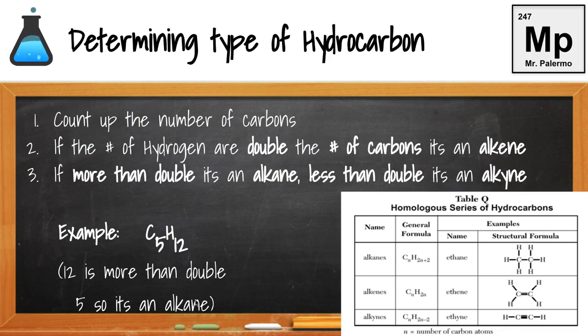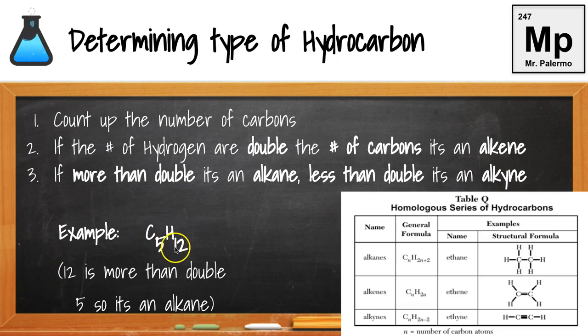Now, how do you determine the type of hydrocarbon? What we're going to do is count up the number of carbons in an example. So if you were given an example C5H12, we count up our carbons. We have 5 carbons. And so here's a little trick. Using table Q, if you look at the alkene, the general formula is CnH2n, meaning it has twice the number of hydrogens compared to carbons. So if I look at my example here, 5 times 2 would be 10. So twice the number of hydrogens compared to these carbons would be 10.